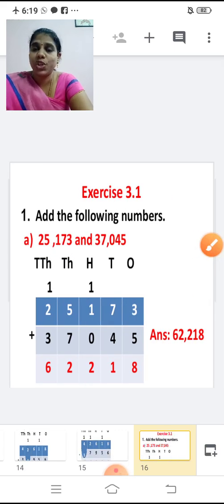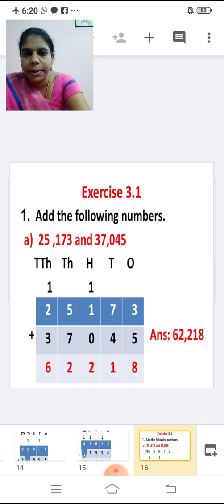Now exercise number 3.1. From this you are going to copy the sums in your notebook. Now we are going to add 25,000. Add the following numbers: 25,173 and 37,045. Now first we are going to write the numbers in their places, right?